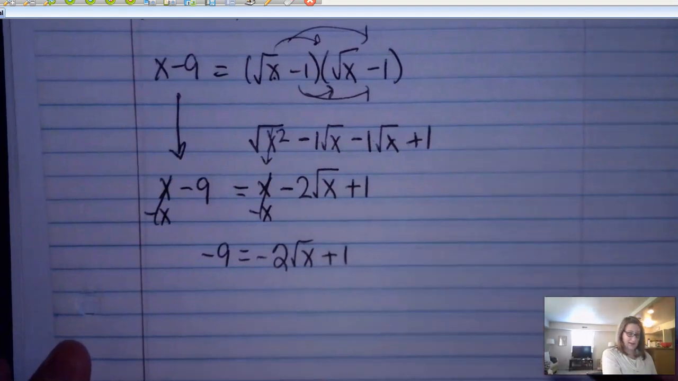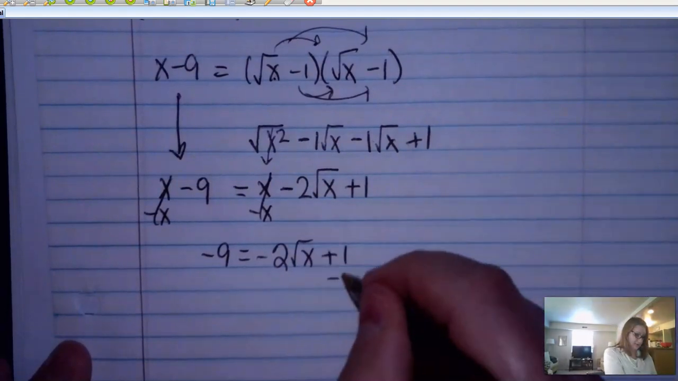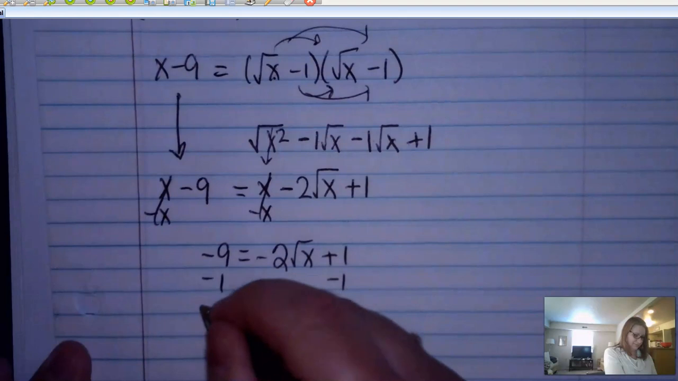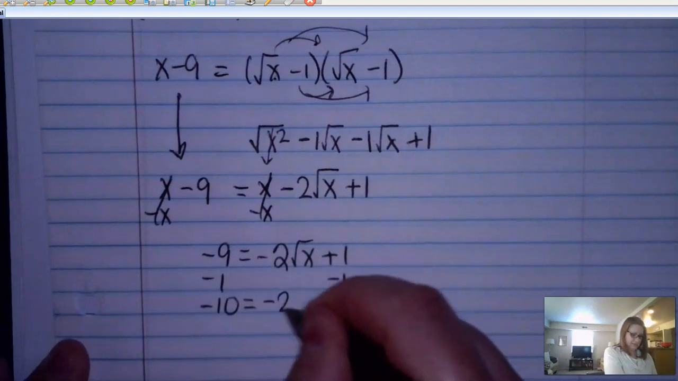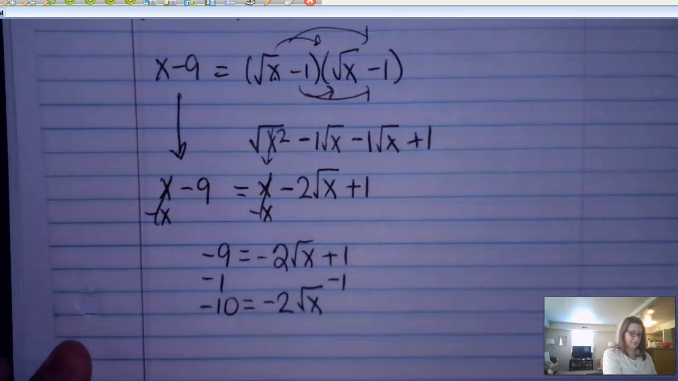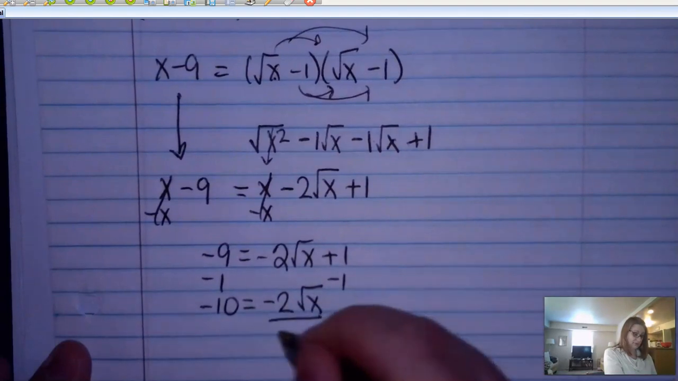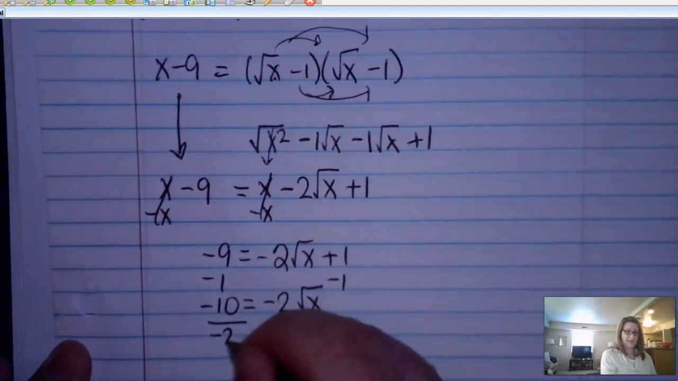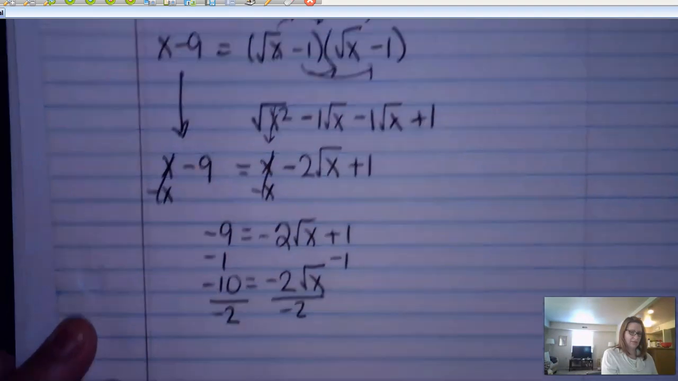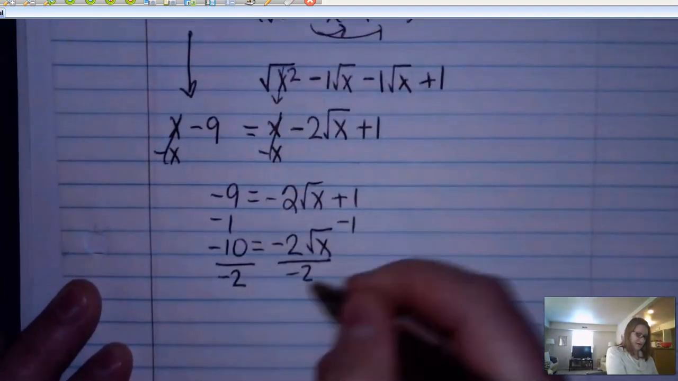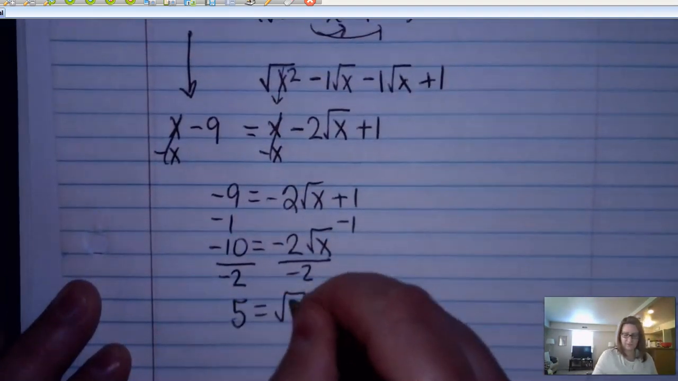So I'm just going to try to isolate this radical. So get rid of the 1 by subtracting it. Negative 10 is equal to negative 2 times the square root of x. Get rid of the negative 2. I'm multiplying, so I'm going to divide to cancel that out. And then we're going to end up with 5 equals the square root of x.